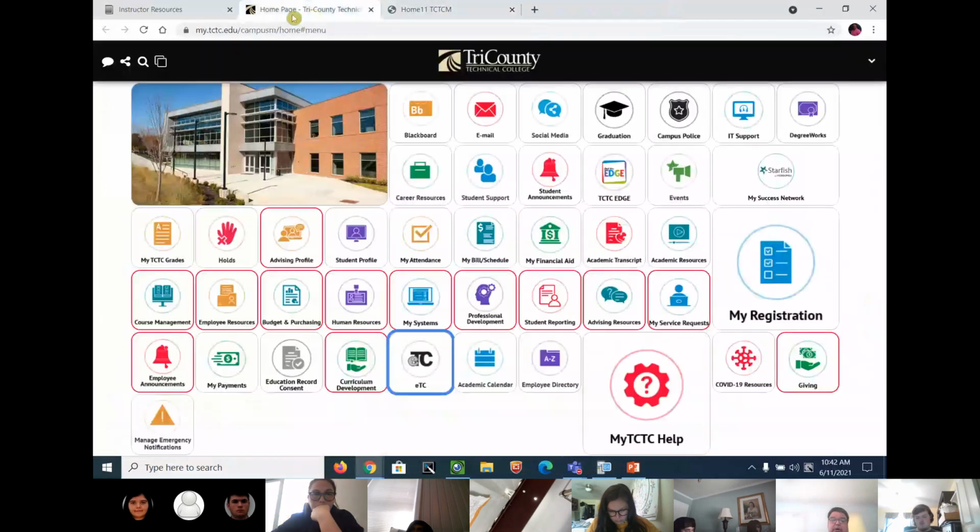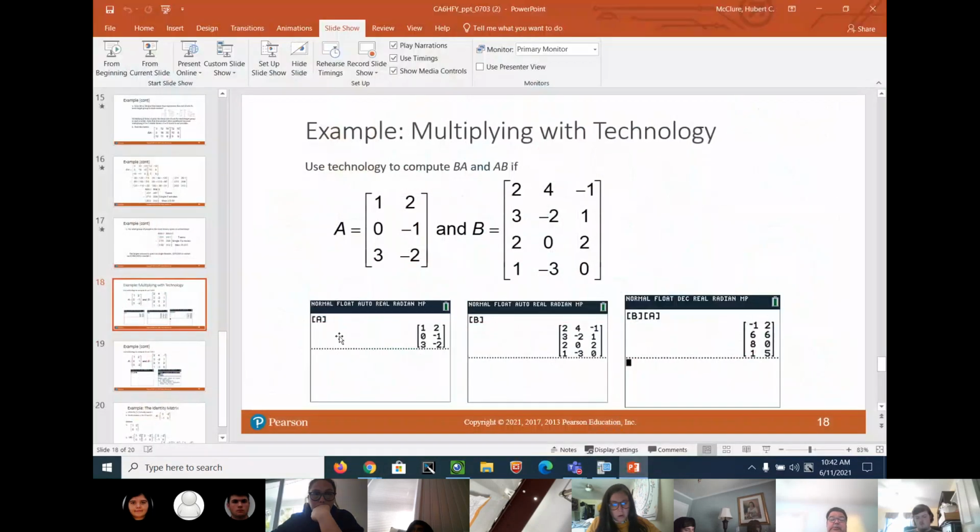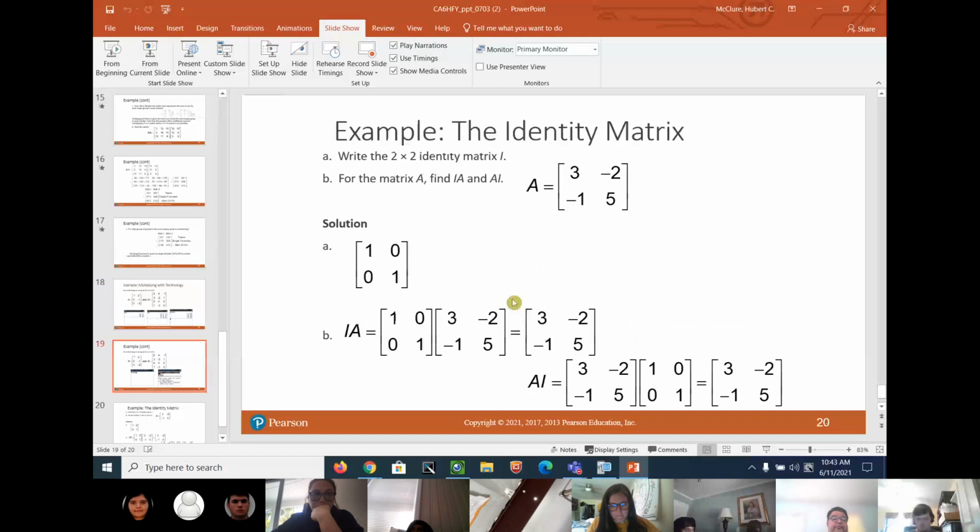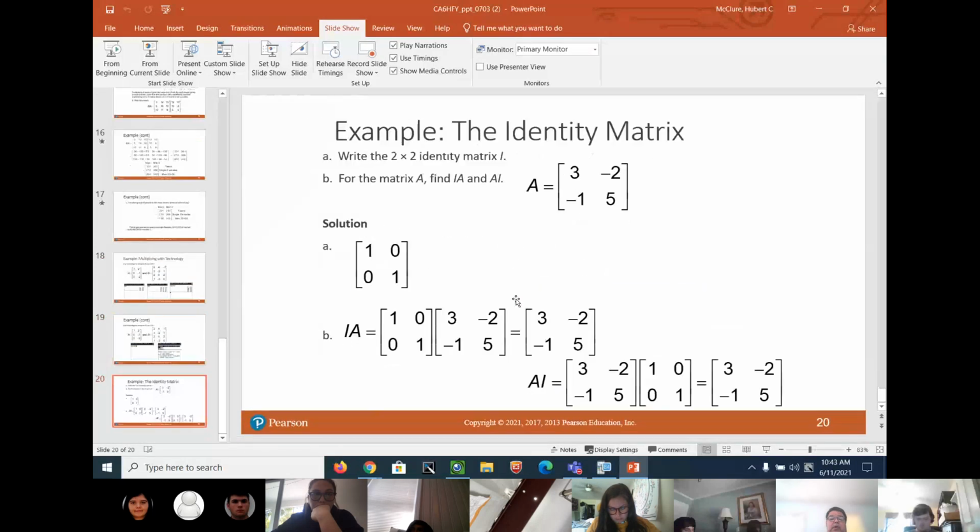Let's go back to the PowerPoint, and at least they show it to you. There it is right there, but they don't even put a multiplication there, so I don't know how they did that. Let's look at this one. Let's see, for the matrix, find I and A. Write the 2 by 2. I don't know. Let's see.